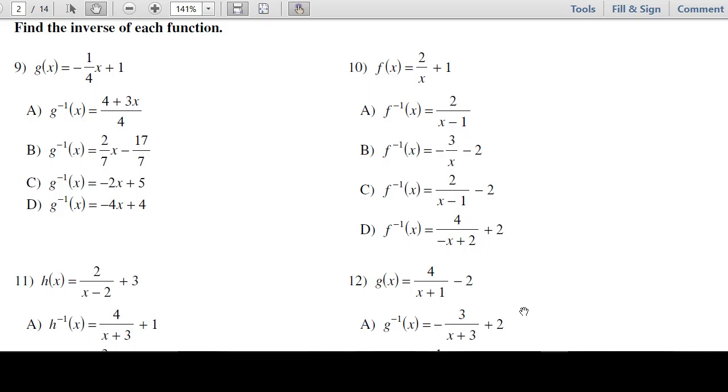Okay. Number 9 is asking you to find the inverse.